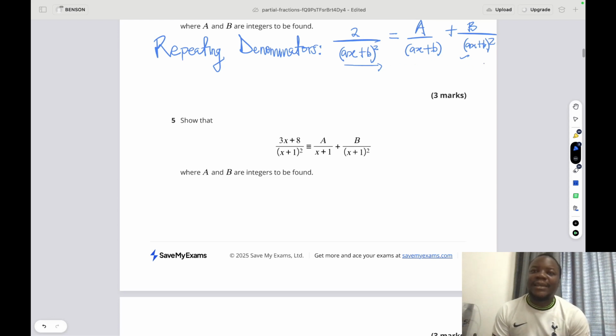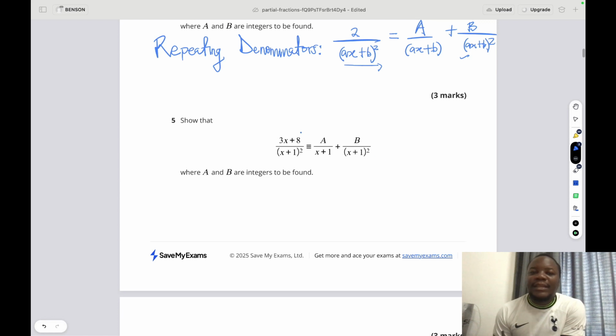Now, right here, I can say we can extend this to any power that we want. So if it was to the power of 3, the first one would have been power 1, the second one power 2, and the third one power 3. Now, quickly, let us look at the examples that showed up in some previous exam questions.